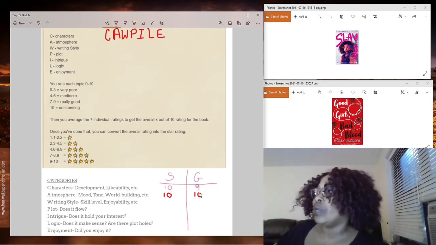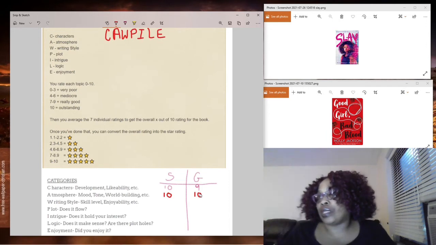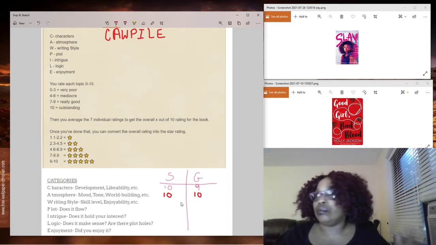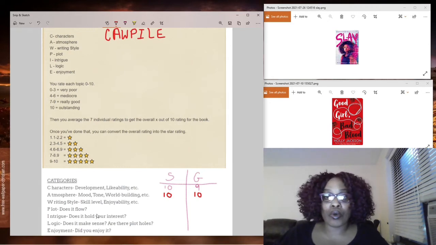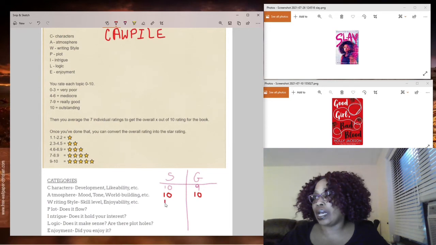And I felt like the author did a really good job with the school system, the families, the friends, everything. So the writing style in both of these books was also a 10. I enjoyed every single page that I read, and the plot flowed for me in Slay. But I gave Good Girl, Bad Blood a 9 for the plot.